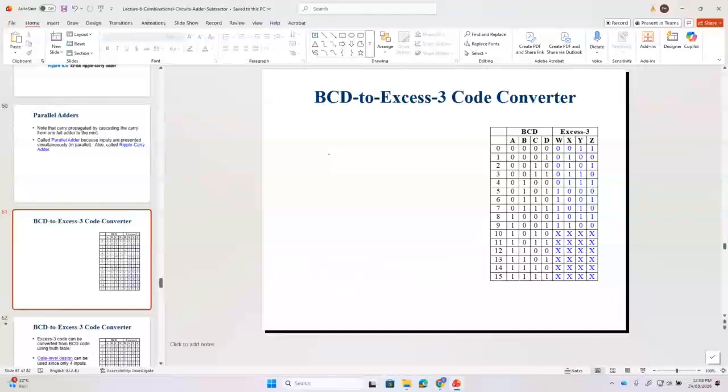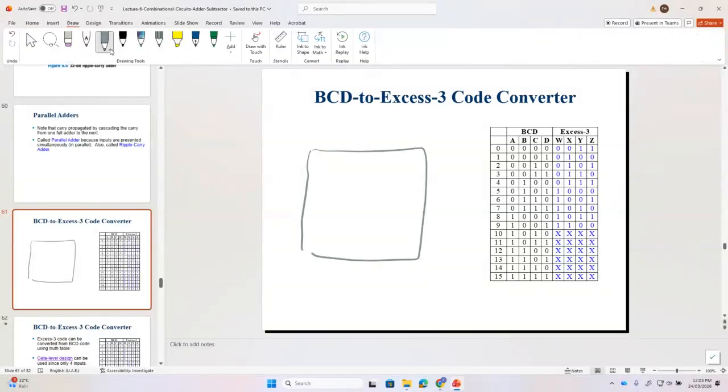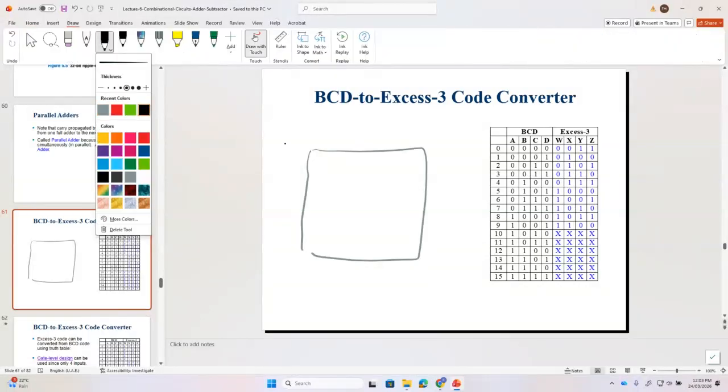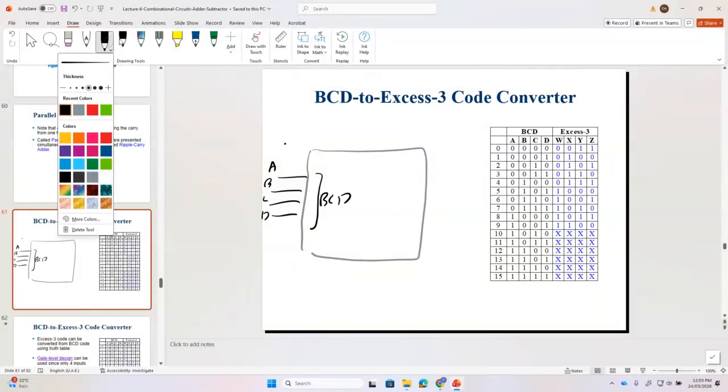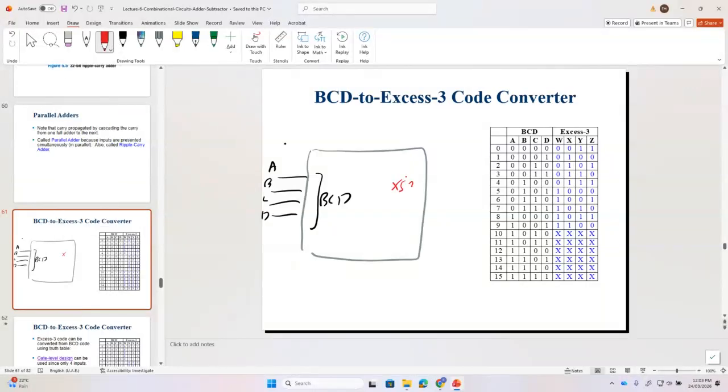If you look at the system, what is my input? ABCD. Input is BCD. So the input is A, B, C, and D, which is my BCD input. And my output is XS3, which is actually W, X, Y, and Z. WXYZ. So are all these valid codes or invalid codes?